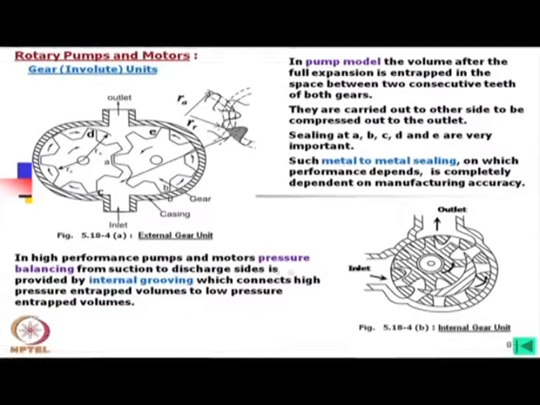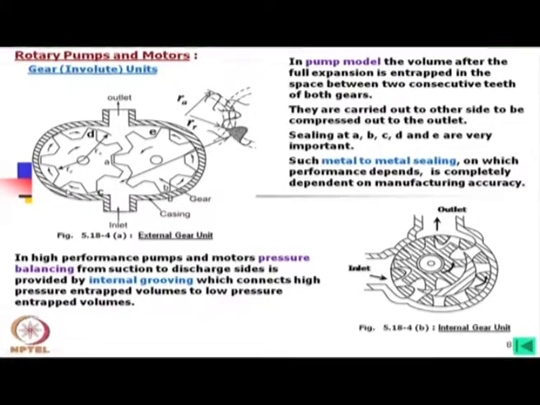In high performance pumps and motors, pressure balancing from suction to discharge side is provided by internal grooving, which connects high pressure entrapped volume to low pressure entrapped volumes. Now, if you look into this pump features, the pressure here is 0 or suction pressure, whereas here is delivery pressure. Definitely this pressure difference is very high. If it is, say, a 10 megapascal pump, then we can say there is 10 megapascal pressure difference from here to here.